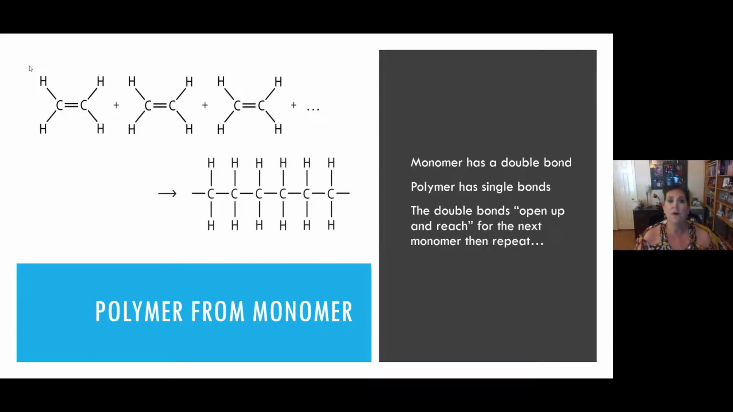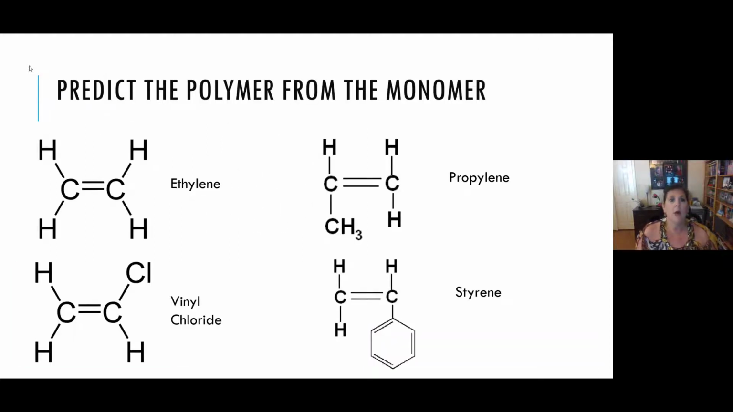So once you get that polymerization started, boom, all of those double bonds open up and grab onto another monomer, which opens up and grabs onto the next monomer, and so forth. I need you to be able to predict polymers from the monomers. I may do a little separate video showing you how to do this on a piece of paper, because I can't do that right now.